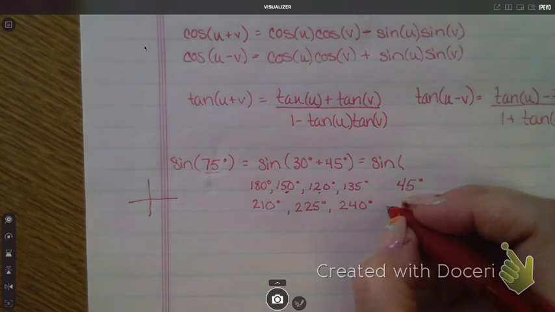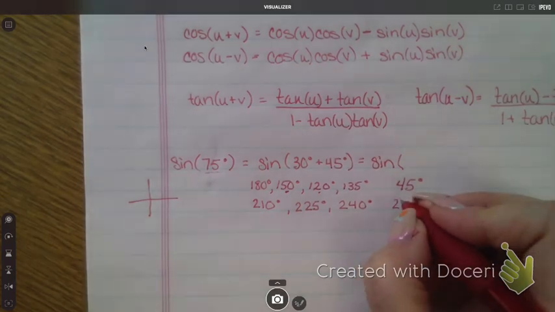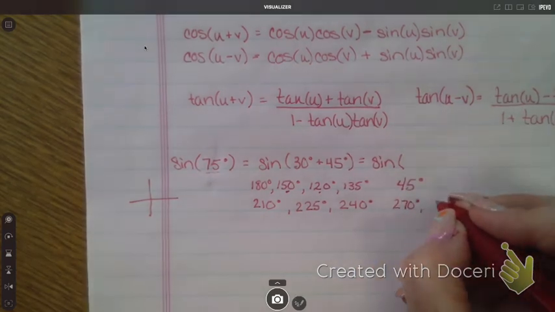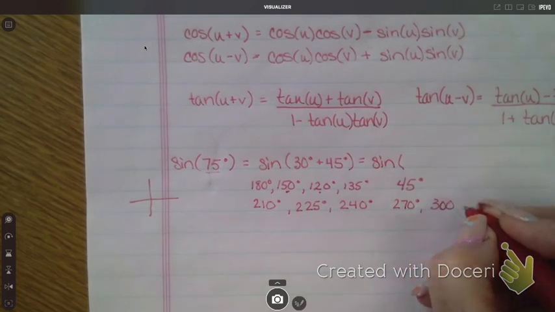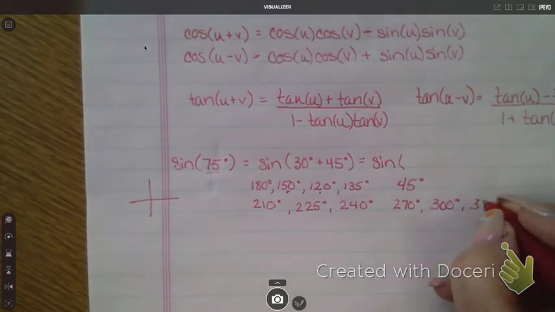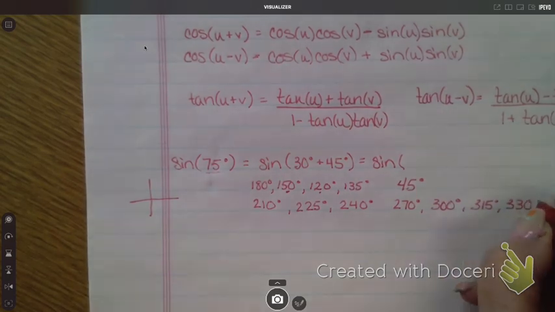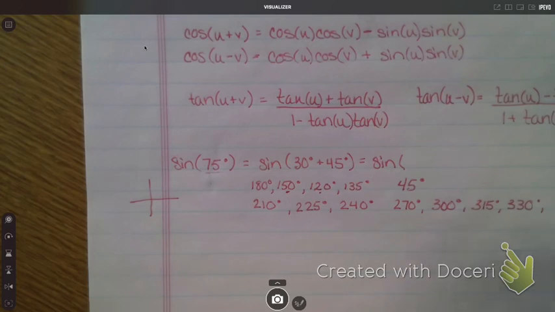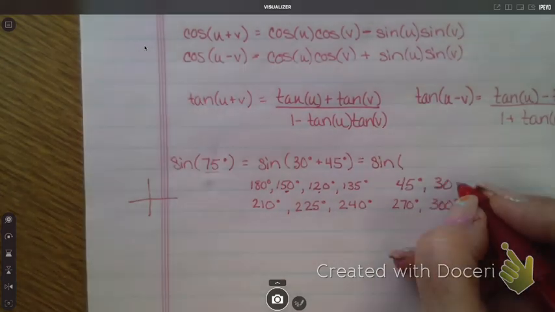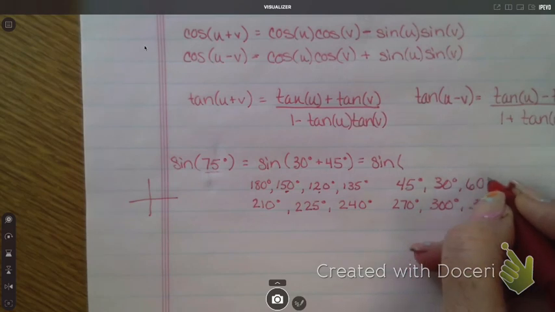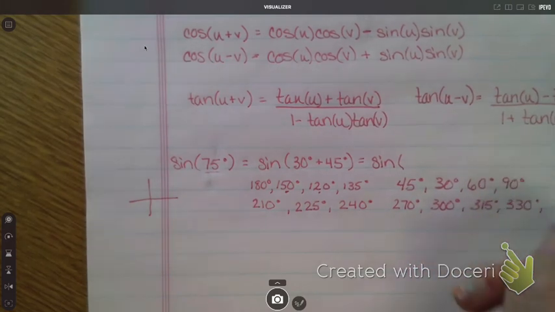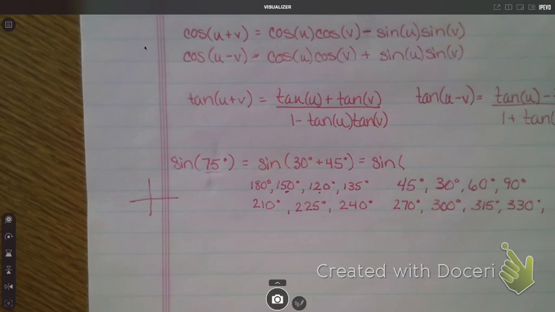Let me write the fourth quadrant angles that we know. 270, we know 300, we know 315, we know 330, 330 and 360. There's at least one pair up there. And I'll even write the first quadrant. I didn't write them in order, I just kind of rambled them down. I need to get 75 when I subtract them.